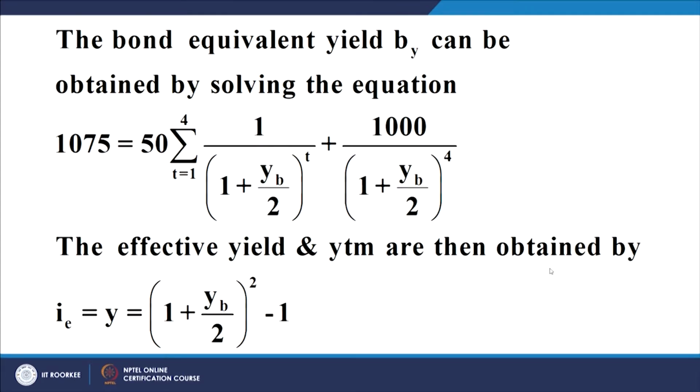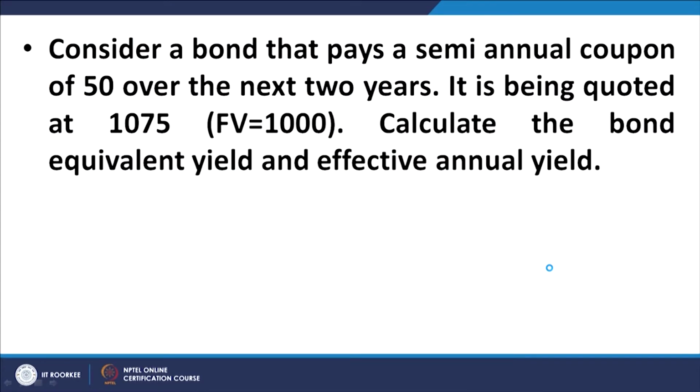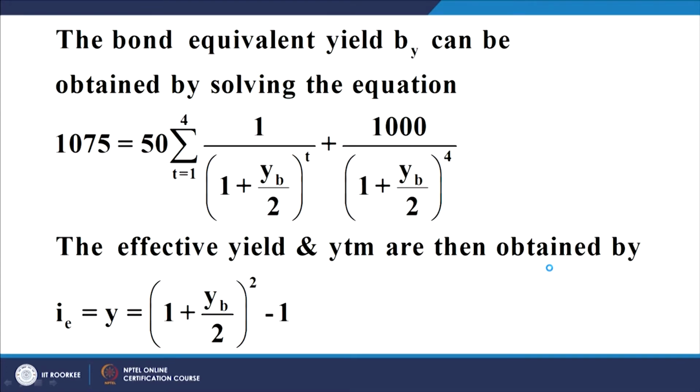So, in this case the number of half years is how much? It is over the next 2 years, so it would be 4. So, the summation would be over the 4 half years and then at the end of the coupon payments you get the redemption of the principal, which is discounted back to 0 using the same process. The effective annual yield can then be calculated by IE or EAY equal to (1 plus bond equivalent yield divided by 2) whole squared minus 1. So, this is how the bond equivalent yield is calculated.